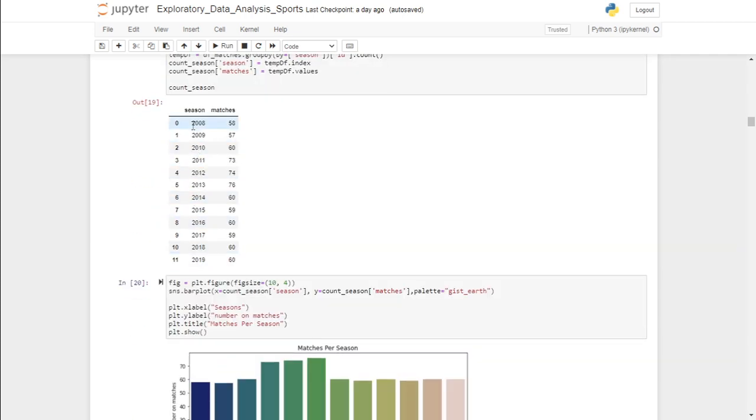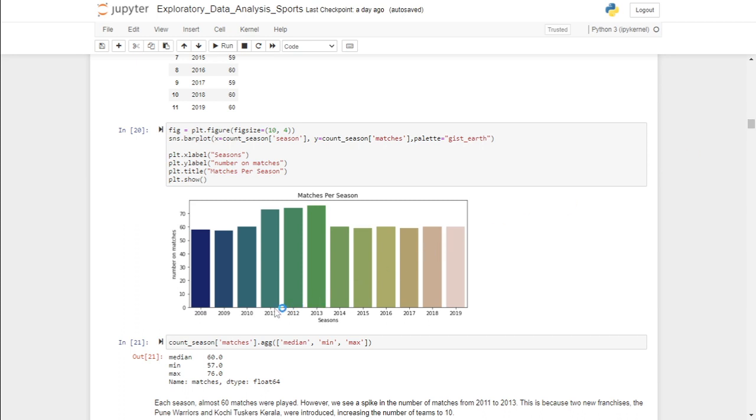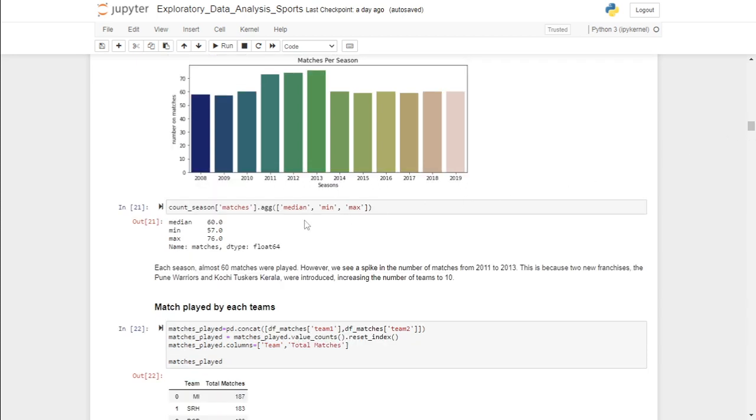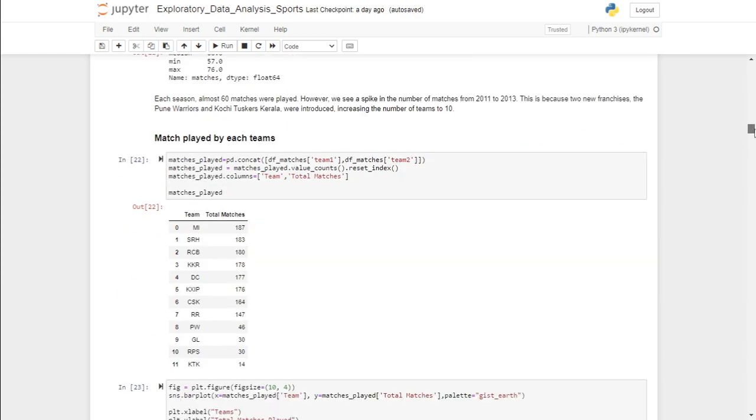You can see that in 2008 there were 58 matches, and in 2019 57 matches, as it goes. And you can see that in 2011, 12 and 13 there is a peak, as two new teams were included in the IPL. And again two teams dropped in 2014, so it dropped low again.